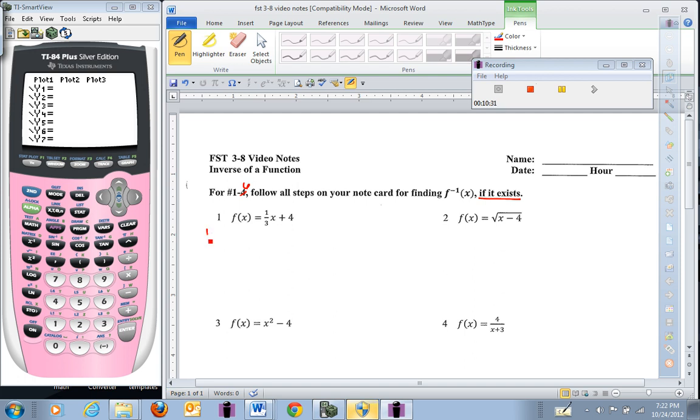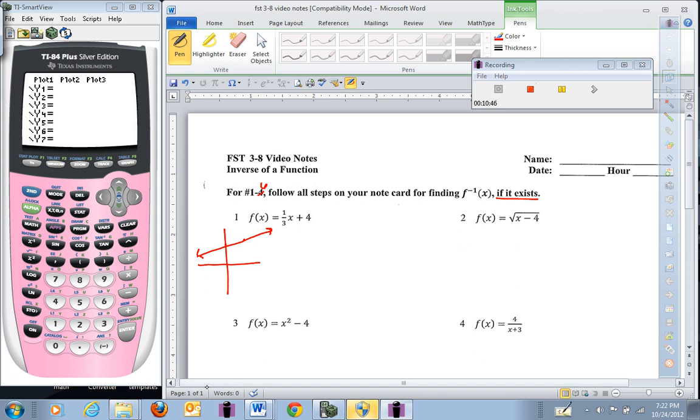So I'm going to draw a little picture of what that would look like. Okay, that has a y-intercept of 4 and a slope of up 1 over 3. So the line looks something like this, doesn't it? Okay. All right, so you ask yourself, would that pass the horizontal line test? And the answer to that is, it most certainly would.